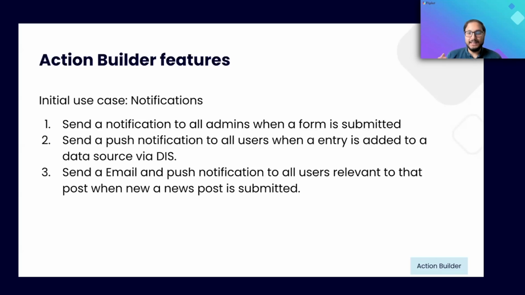You want to send an email and a push notification to all users relevant to a post when a news post is submitted. So let's say you submit a news post in the category of artificial intelligence, and you want to look through the data source and find people who've marked that they're interested in this subject, and then send them a push notification about the fact that there's a new news post created.